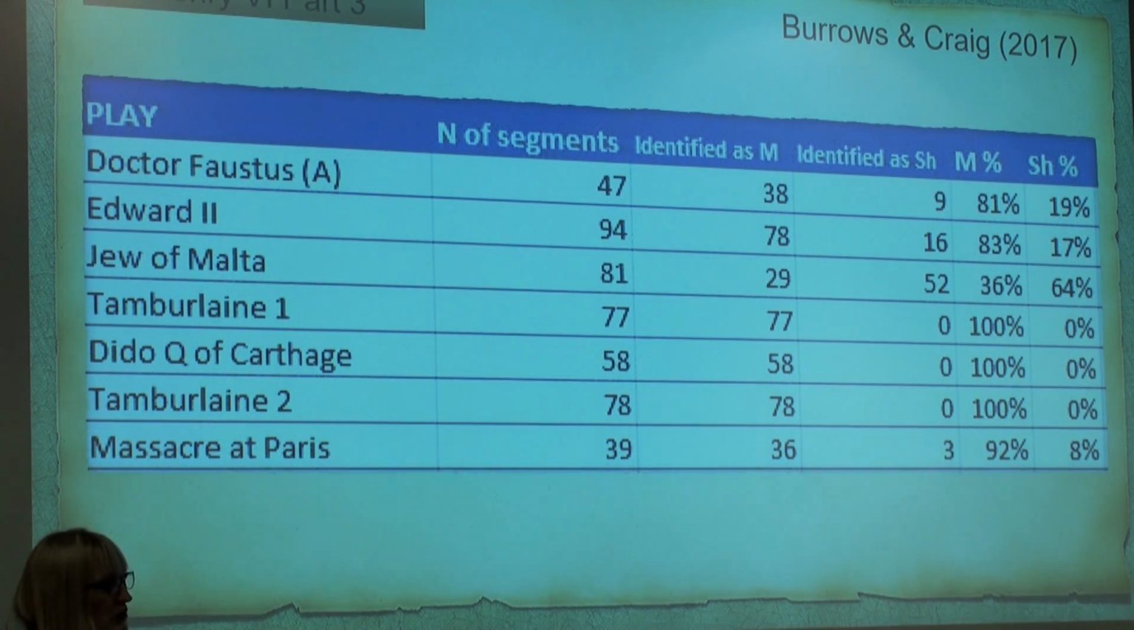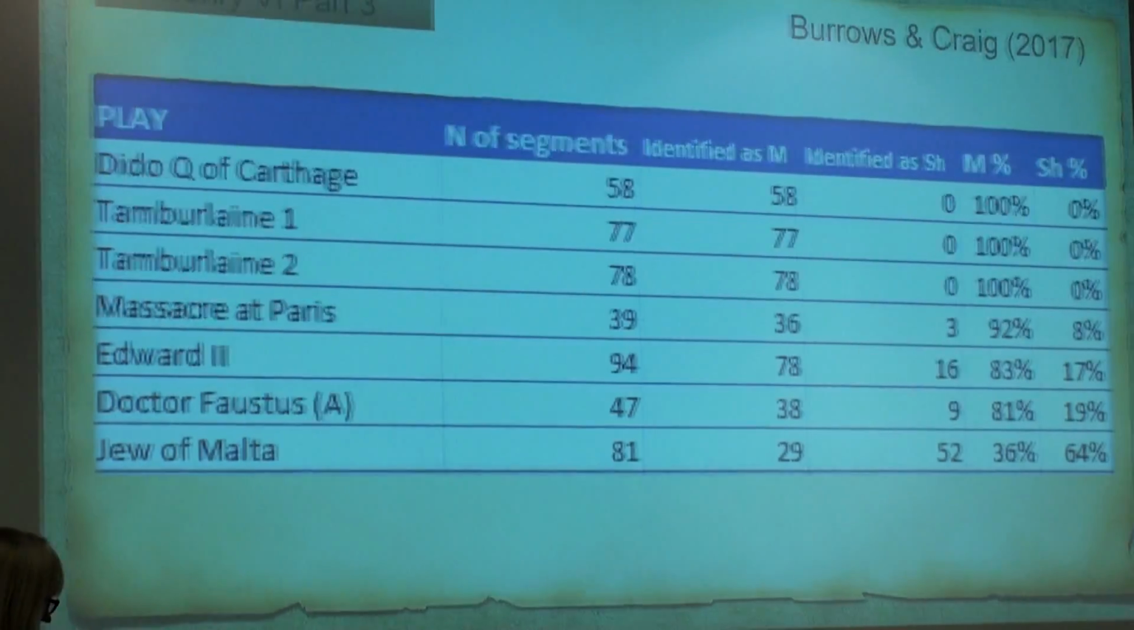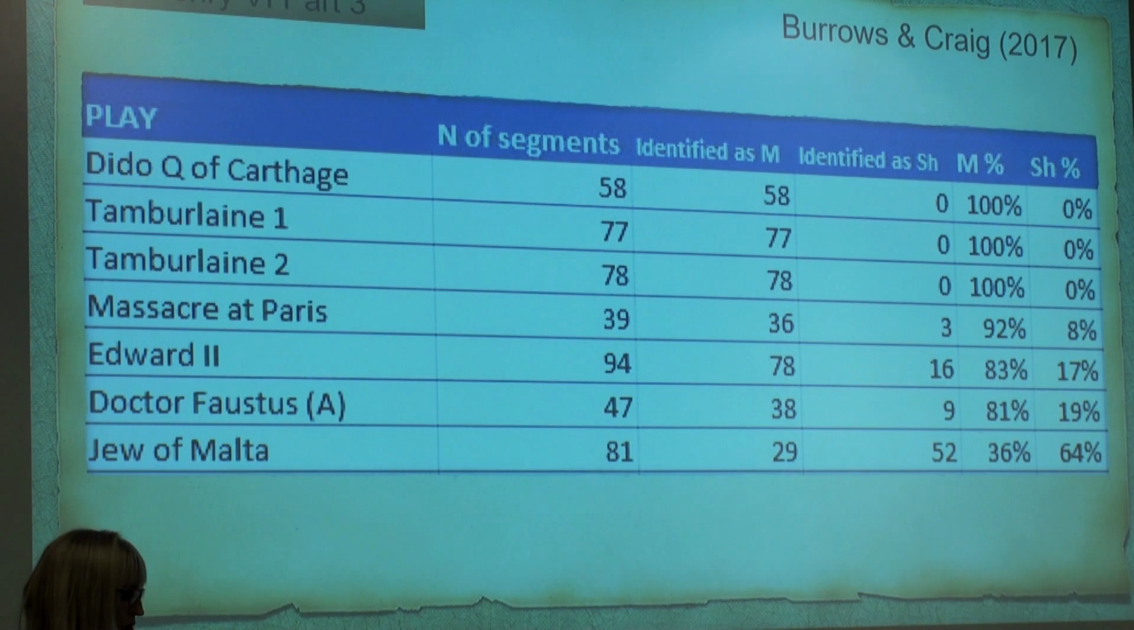What about the ordering? This is the same table arranged in ascending order with percentage of segments identified as Shakespeare. And interestingly, this is reasonably in line with datings as far as we can ascertain them. Certainly, Dido and the 2 Tamburlaine plays are thought to be Marlowe's 3 earliest works. The Jew of Malta is certainly one of his later plays, performed in January 1592 with Henslowe's N.E. beside it.